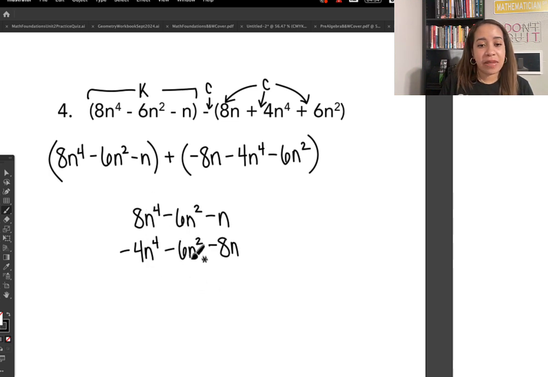Now that I've stacked up the like terms, we can add. 8 plus a negative 4. Since they have different signs, we subtract the numbers. 8 minus 4 is 4. Our higher absolute value is positive, so it is going to be a positive 4.